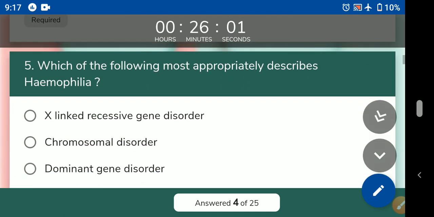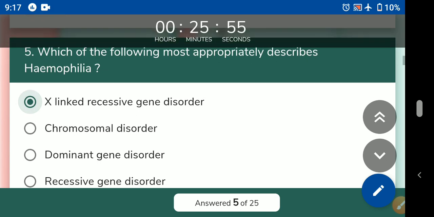Our next question is, which of the following most appropriately describes hemophilia? It is an X-linked recessive gene disorder.